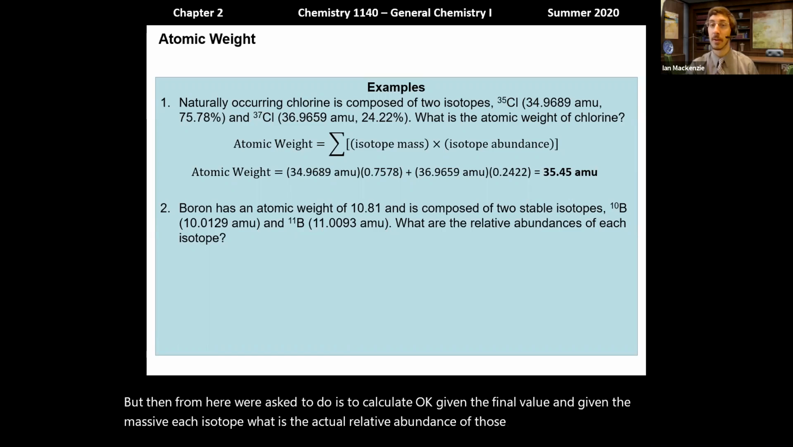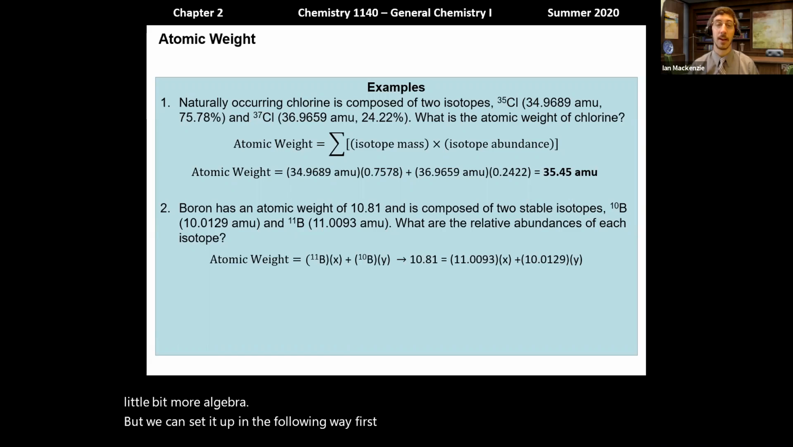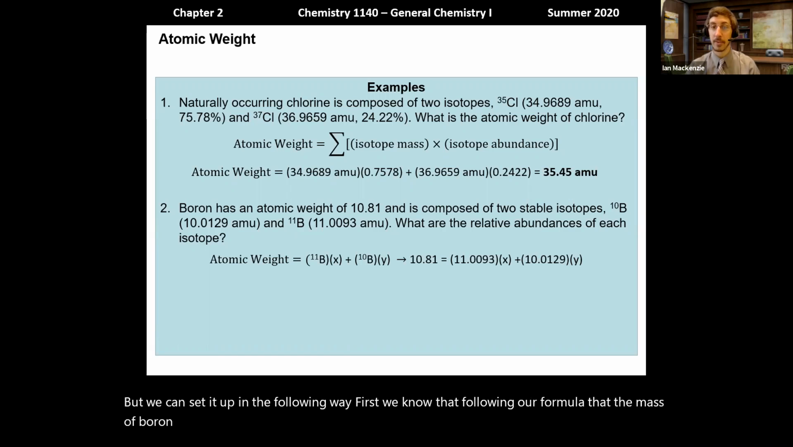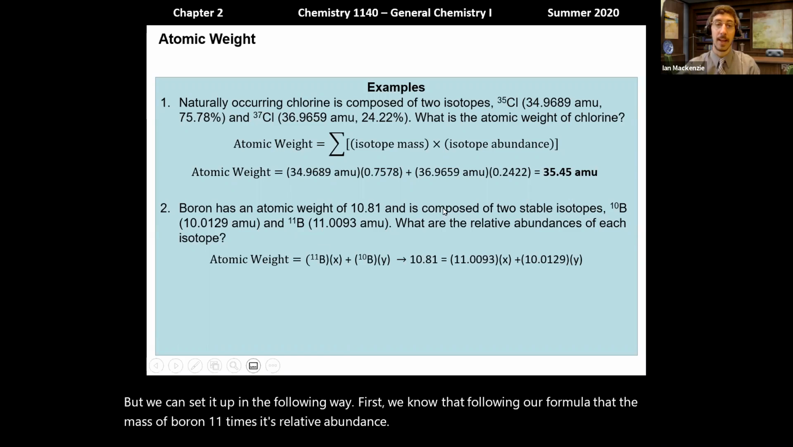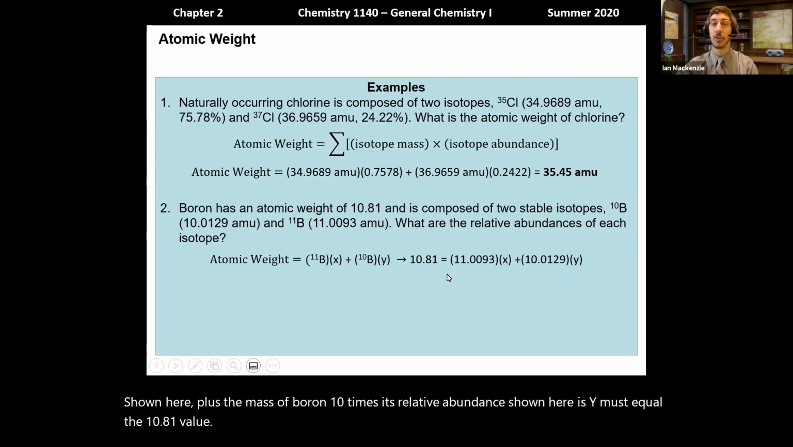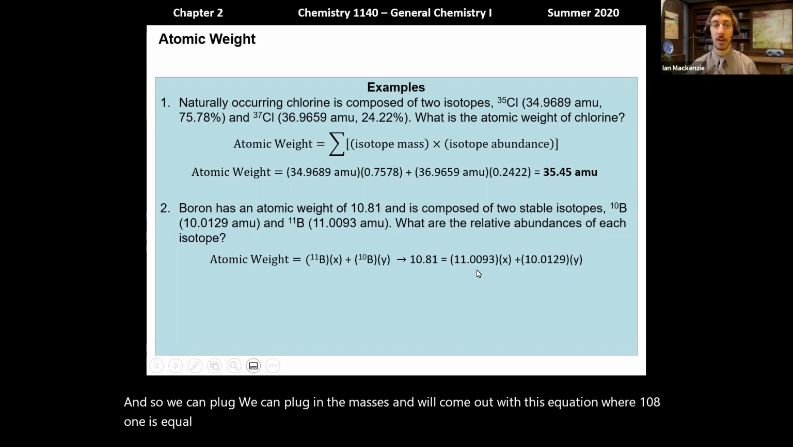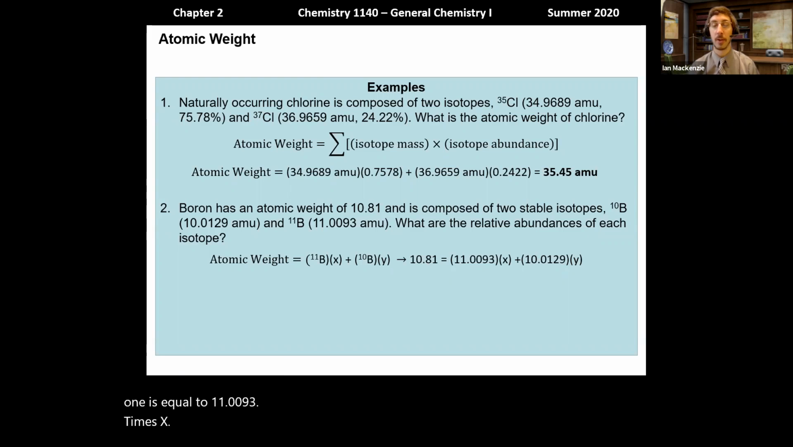This requires a little bit more algebra, but we can set it up in the following way. First, we know that following our formula, the mass of boron-11 times its relative abundance, shown here as X, plus the mass of boron-10 times its relative abundance, shown here as Y, must equal the 10.81 value. And so we can plug in the masses, and we come out with this equation where 10.81 is equal to 11.0093 times X plus 10.0129 times Y.